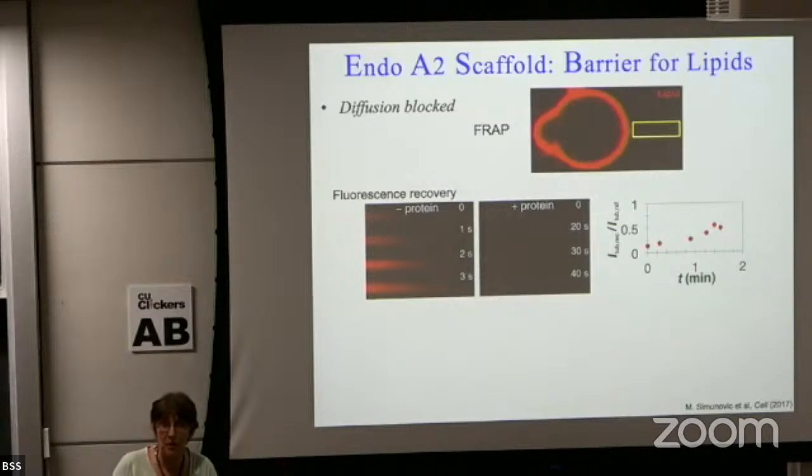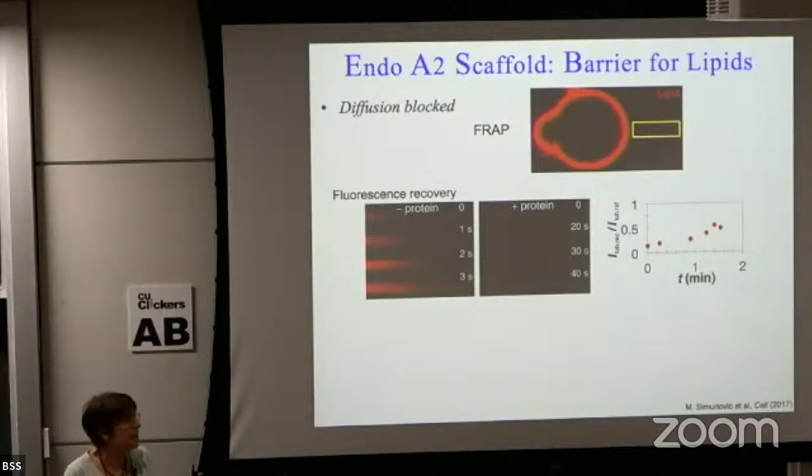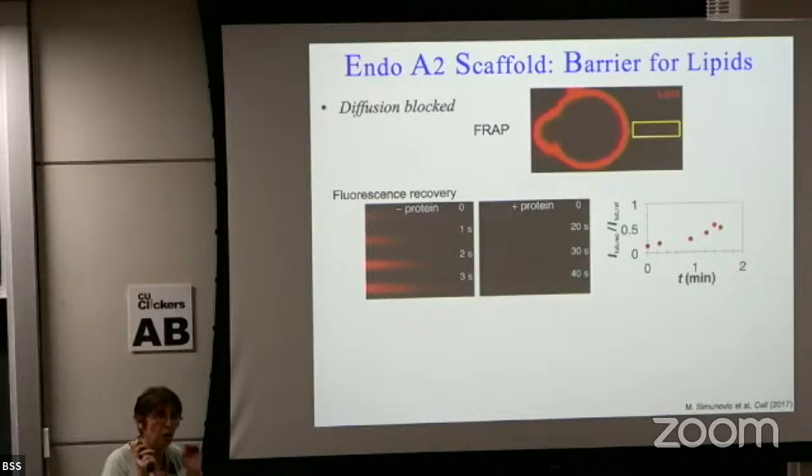Now, if you do the same experiment when you have the scaffold of proteins, you can see that basically after 40 seconds, we have nothing. So it means that already for diffusion, the scaffold perturbs the diffusion of the lipids, right?